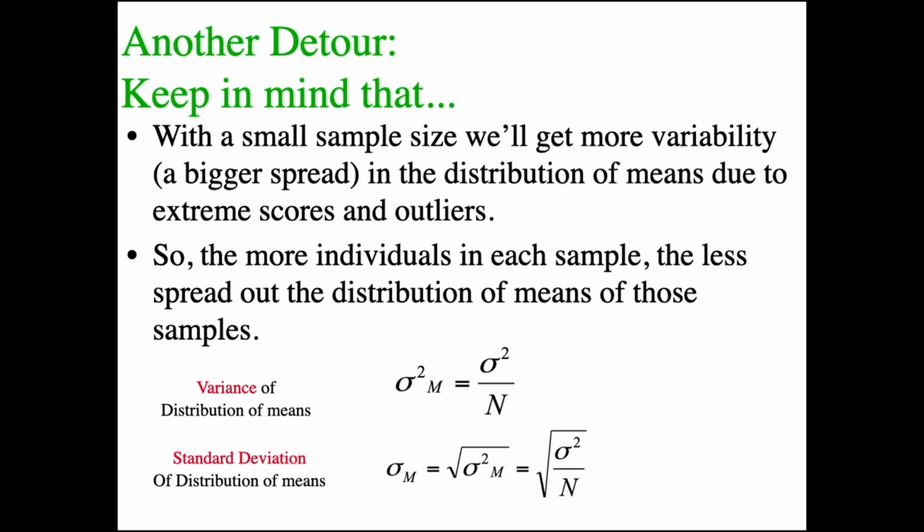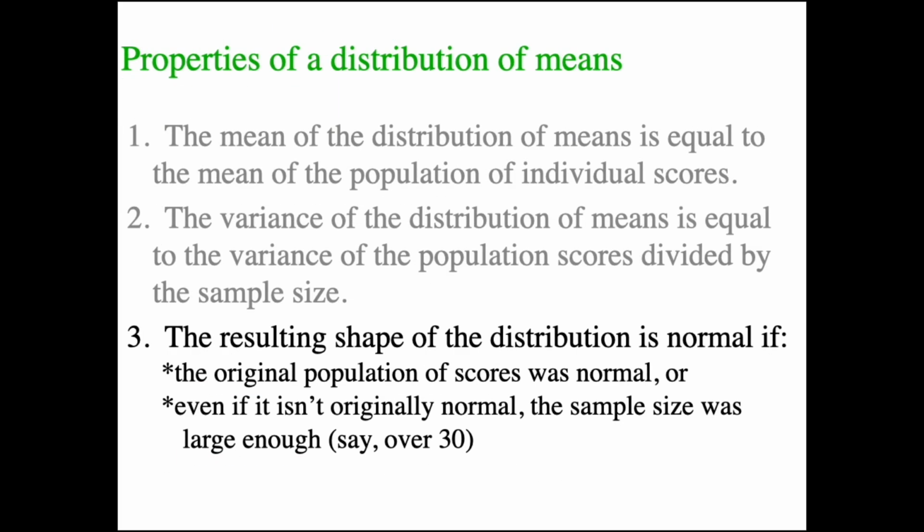All right, away from that detour, let's go back again to the properties of a distribution of means. The third property is that the resulting shape of the distribution of means is normal if, first of all, the original population of scores was normal, or even if it isn't originally normal, the sample size was large enough, say over 30. So there's two ways that the resulting shape of a distribution of means is going to take on the shape of a normal curve.